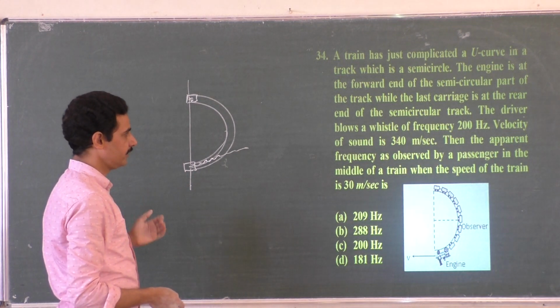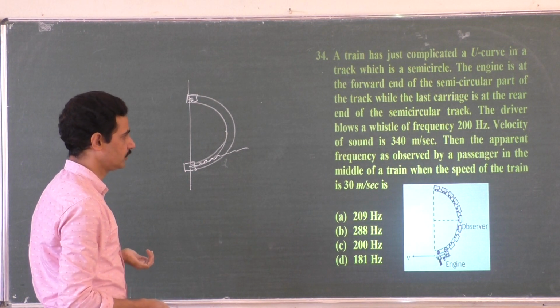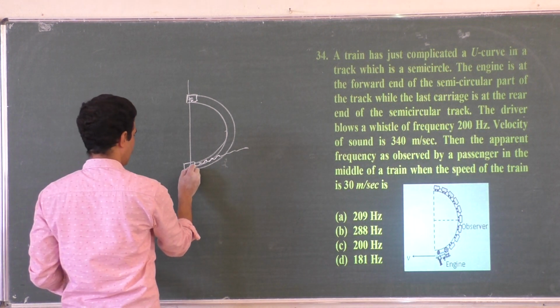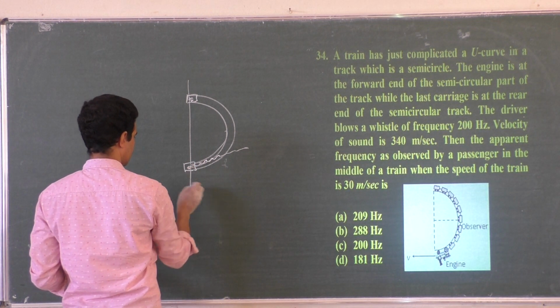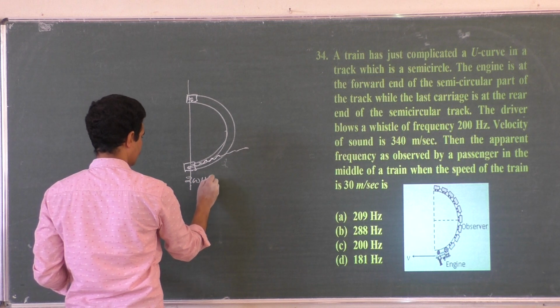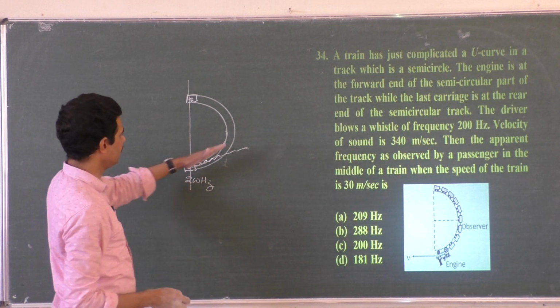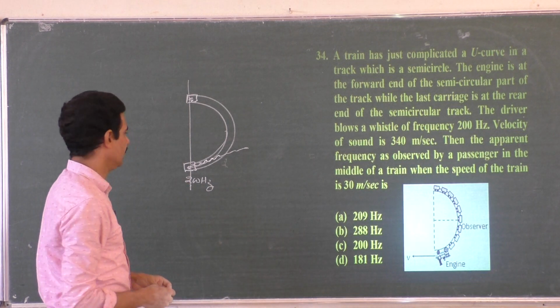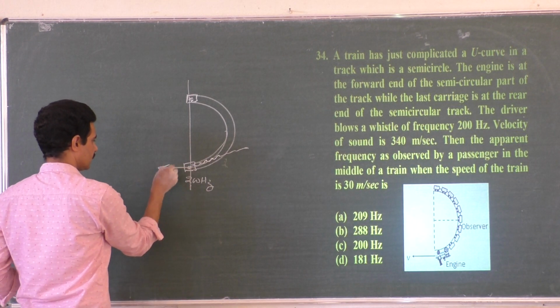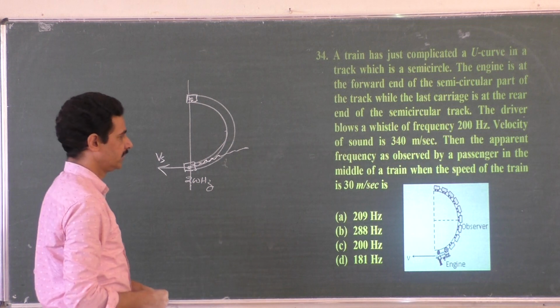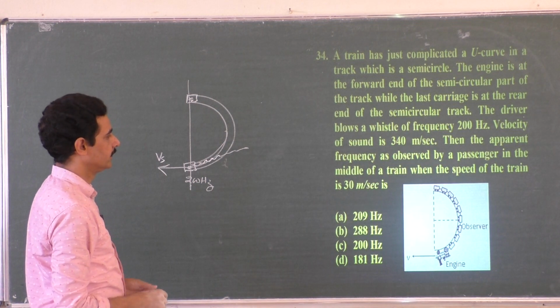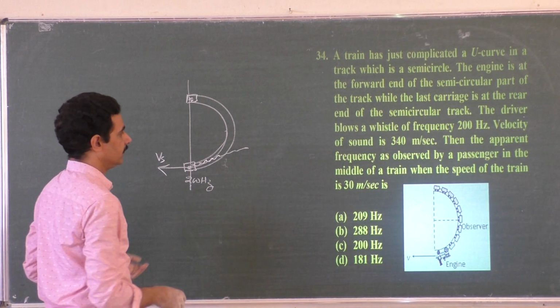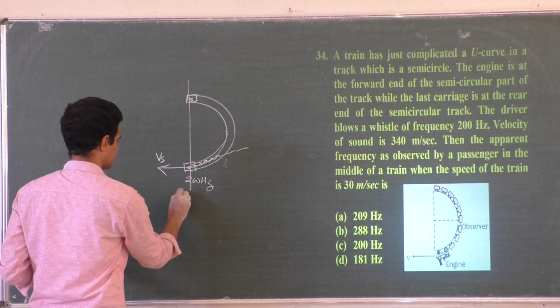The driver blows a whistle of frequency 200 Hz. Yeah, there is a sound emitted with the 200 Hz. Okay, let us see which sound is heard, because different passengers at different positions will receive the sound in different directions. Now the direction of motion of the source is like this, correct? The source is moving like this. Then 200 Hz. Then the velocity of the sound is 340 meters per second.